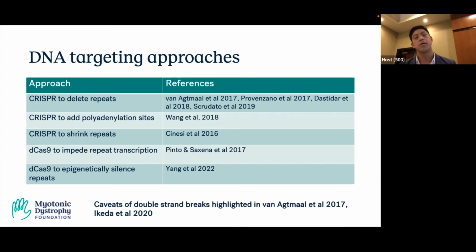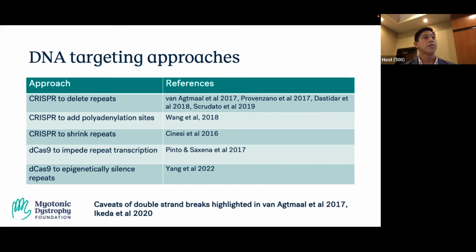They represent examples of each of these approaches. So, as I mentioned, there are a number of approaches using CRISPR or Cas-based systems. Zinc fingers and TALENs, you could imagine, could be applied to this system as well.